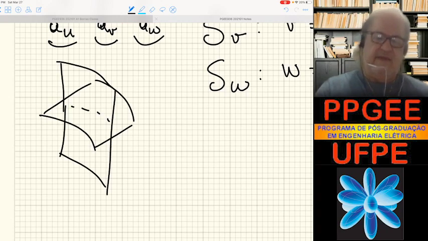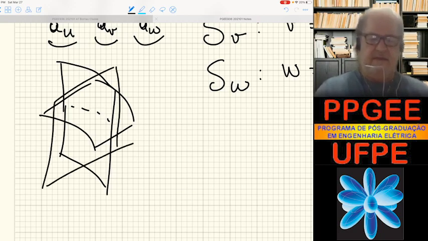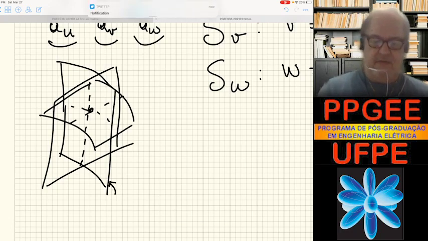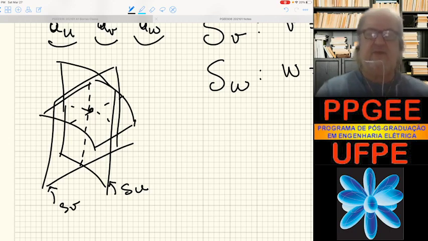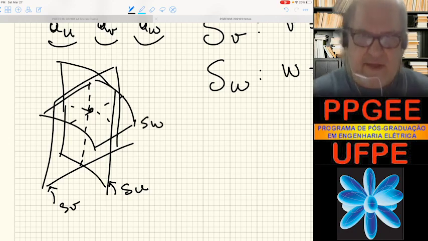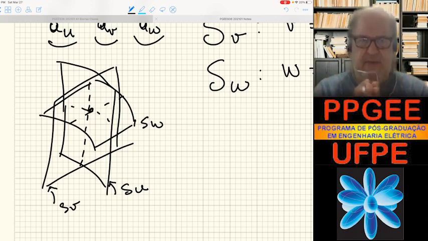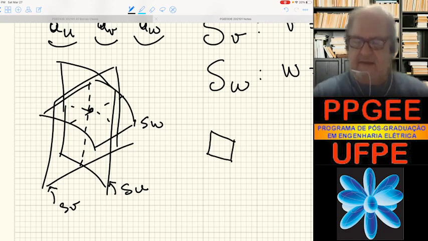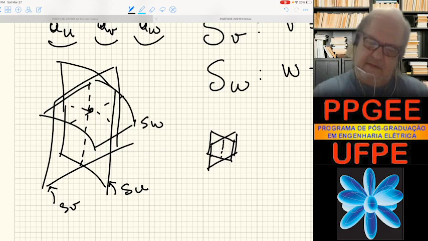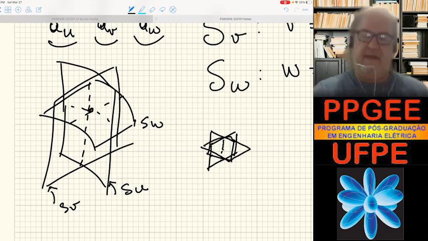Let me try to draw this here. Then I have a third surface here, perhaps, right? So we have three surfaces. Let's say S_U, S_V is the second one, and the one that lies horizontally, S_W. Let's say that U, V, and W change very little, so the surface is always a plane. So we have S_U something like this, okay. S_V is something like that. Okay, there's an intersection here. And S_W is something like this. I hope you can understand. Maybe I have to make it larger.